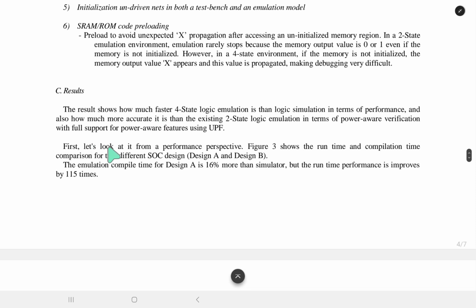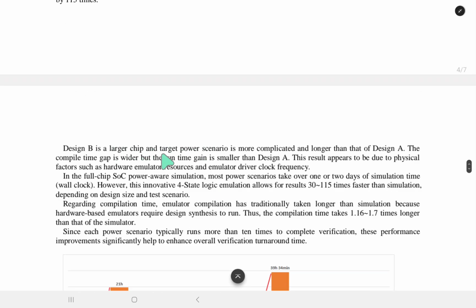Firstly, let's look at it from the performance perspective. Figure 3 shows the runtime and compile time comparison of two different SoC designs, Design A and Design B. The emulation compile for Design A is 16% more than the simulator, but the runtime performance is improved by 115 times.